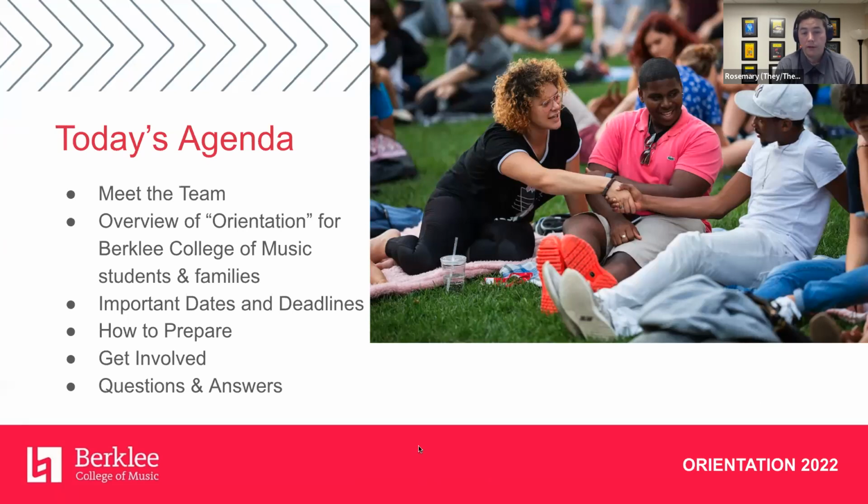So we're going to start. We'll do a quick introduction of the team, and then we'll move forward to give you an overview of what student orientation for our Berklee College of Music students will look like, and what our orientation for our family members looks like. And then we'll move through some important dates and deadlines to make sure that you have done everything you need to do before you get here to make sure that you're ready to go to get your class schedule and to get started right away. We'll talk about how to prepare to arrive and also for your audition. And then we'll talk about ways that you can get involved on campus. We'll have a short presentation for some of our international students with some specific things that you'll need to do in addition to some of those other pre-arrival steps. And then we'll end with a Q&A.